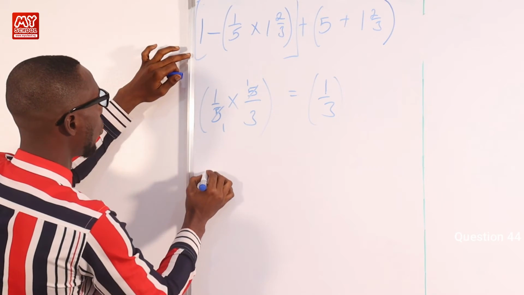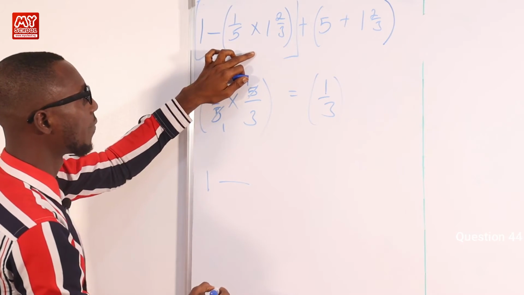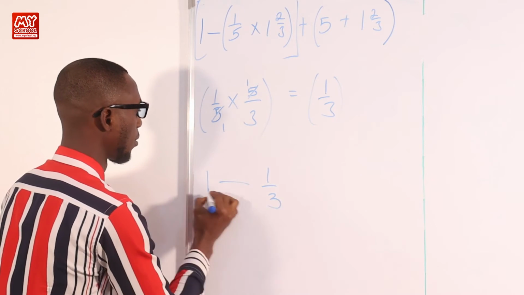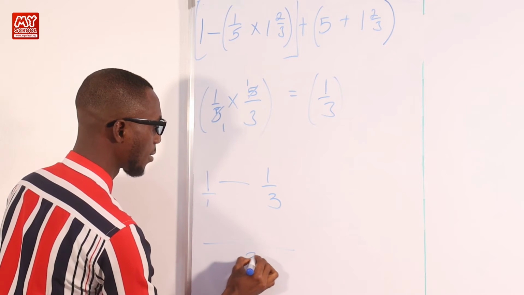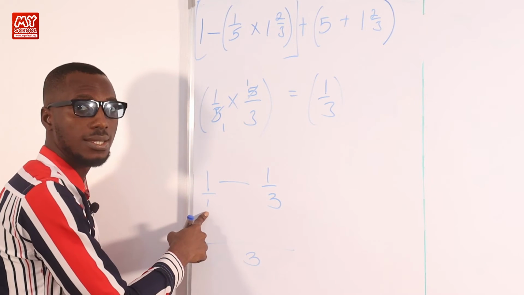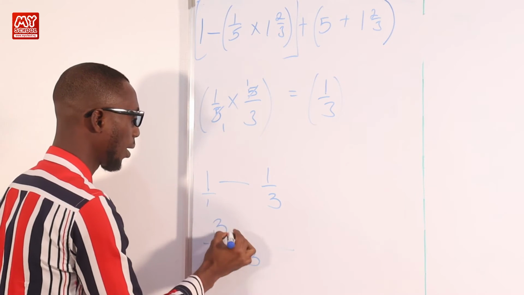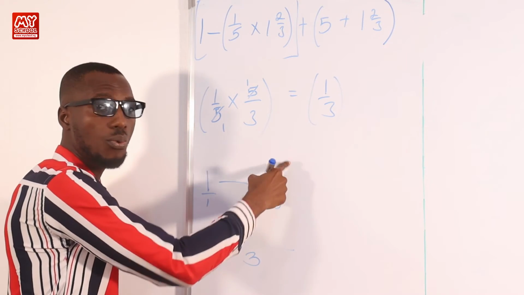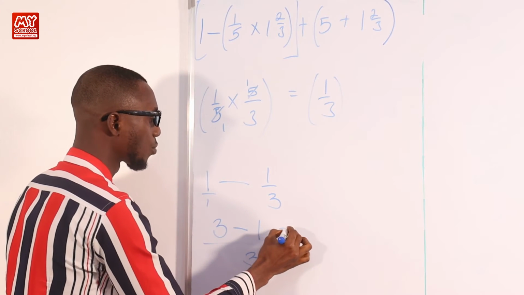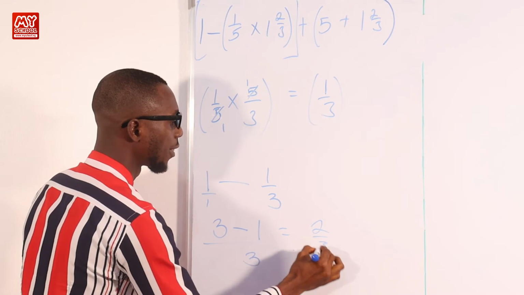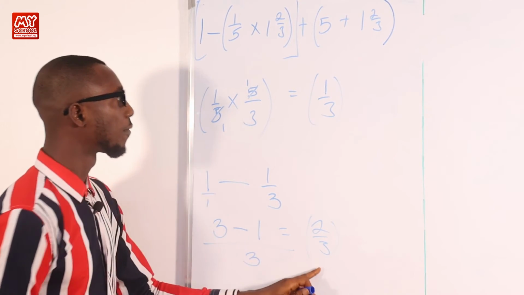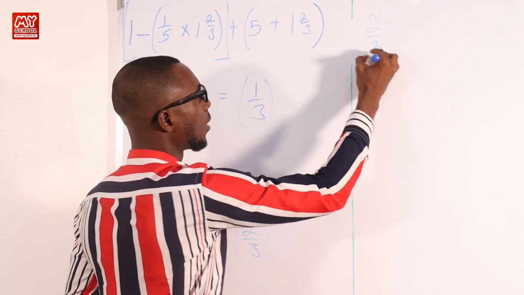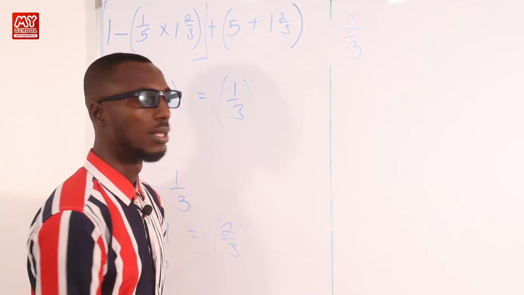So the first attempt here will be 1 minus, having evaluated this, we got 1/3. The LCM here is 3. In 1, that is 3 times 1, that is 3, minus 3 in 3, that is 1 times 1, that is 1. 3 minus 1, that is 2/3. So for here we have 2/3.